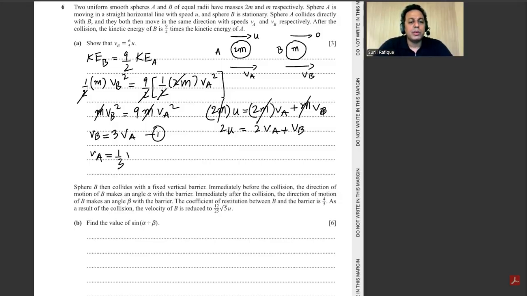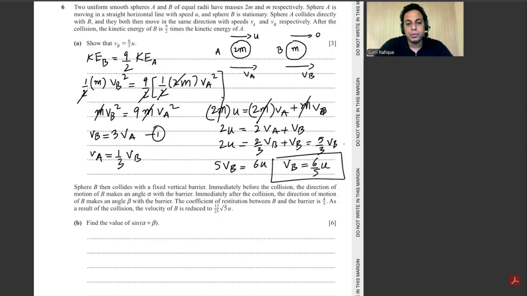That's going to be 1/3 of V_B. If you sub it here, that's going to be 2/3 V_B plus V_B. And this is going to be 5 over 3 V_B. So in order to make V_B subject, times both sides with a 3, 6U, that's going to be 5 V_B, 6U, and hence V_B will be 6 over 5 U. And that's it for part A.